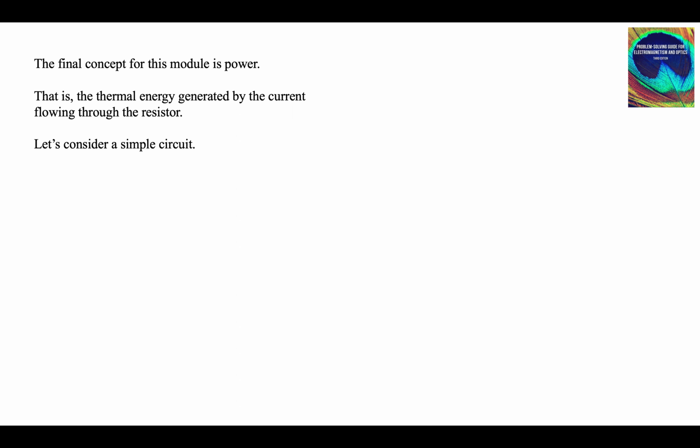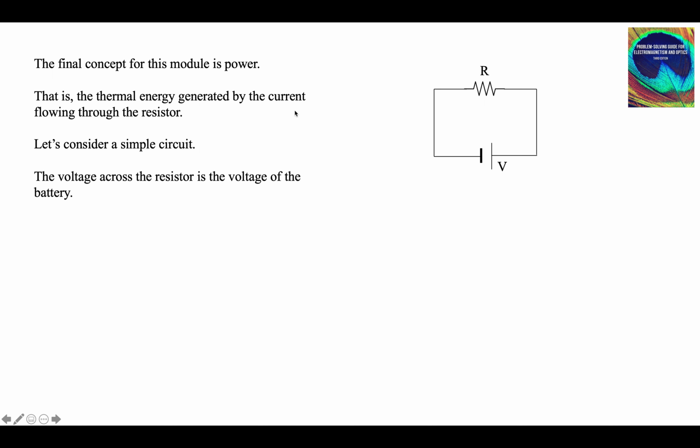The final concept is power. How much heat is generated in a resistor? How much thermal energy is generated? So let's consider a simple circuit again: battery and a resistor. The voltage across the resistor is the voltage of the battery, and voltage is joules per coulomb. The electrons that are going through the resistor experience a voltage drop of V joules per coulomb.